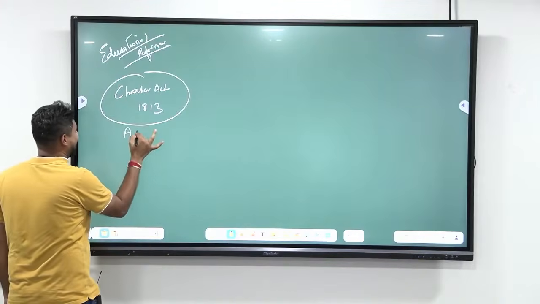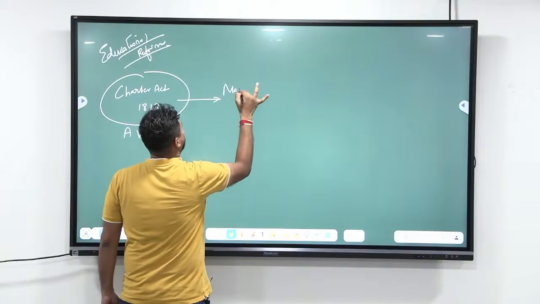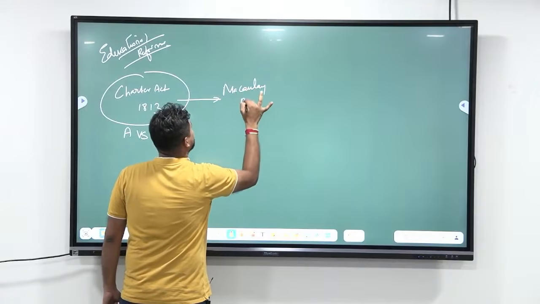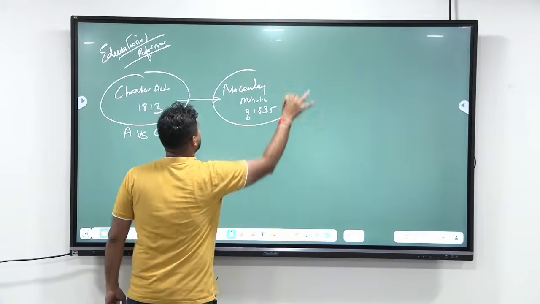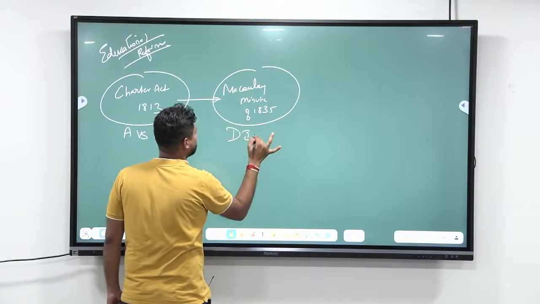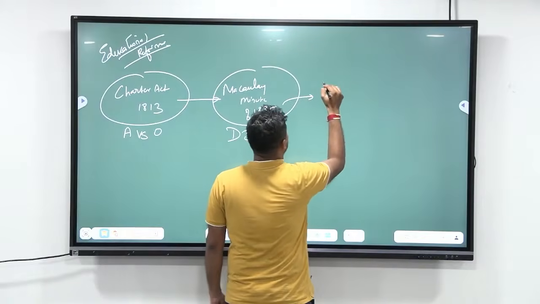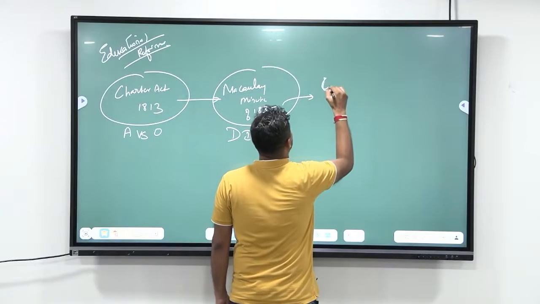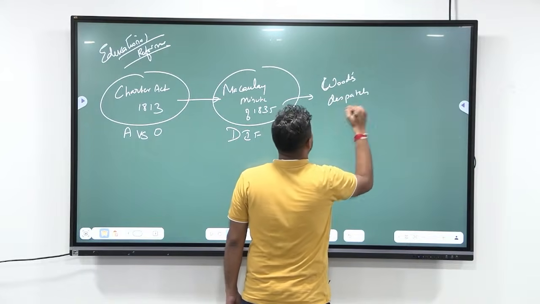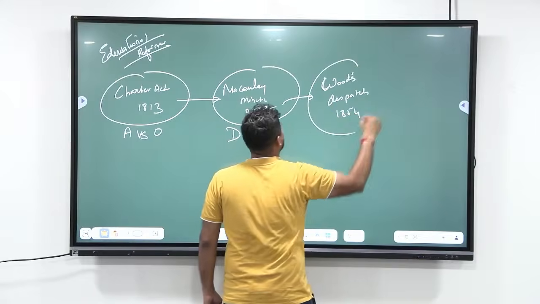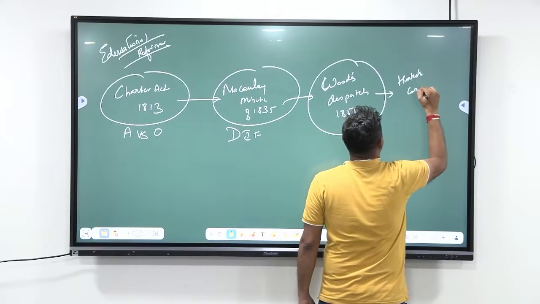Here you have something called Anglicists versus Orientalists. Next comes the Macaulay Minute of 1835. This is where the theory called downward infiltration theory comes into the picture. The next comes the Magna Carta of English education in India, and that is Wood's Dispatch, 1854.